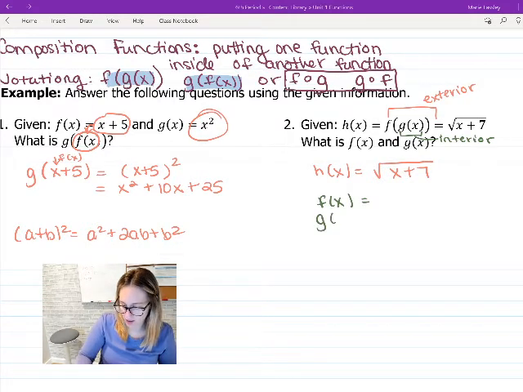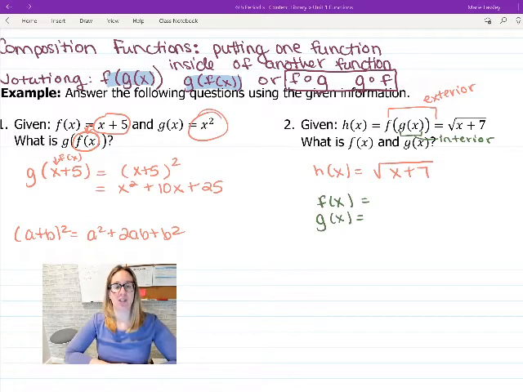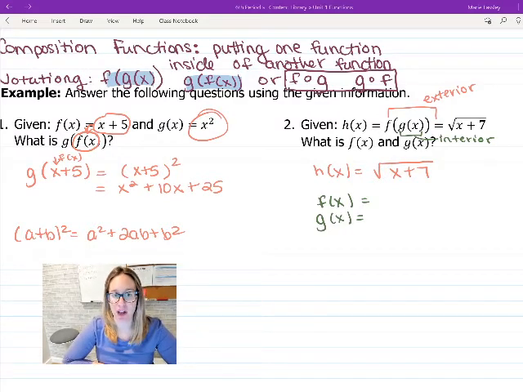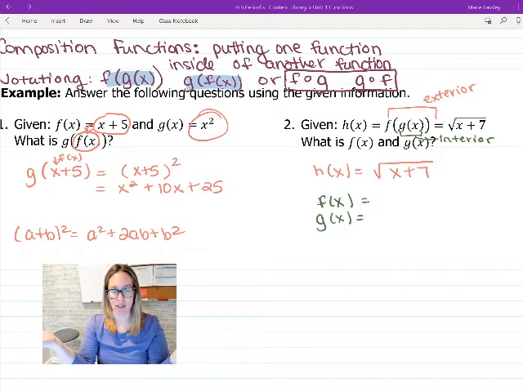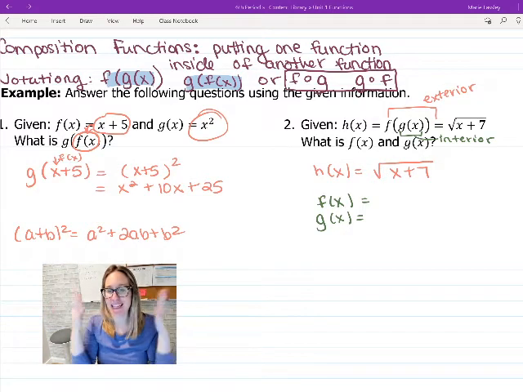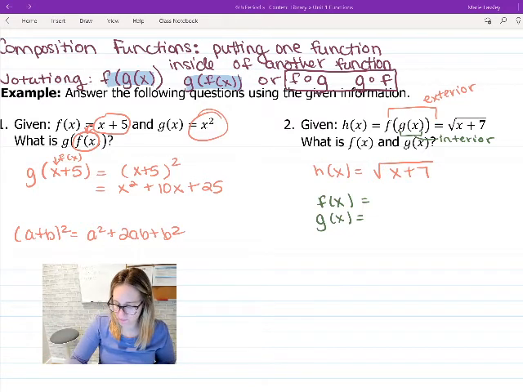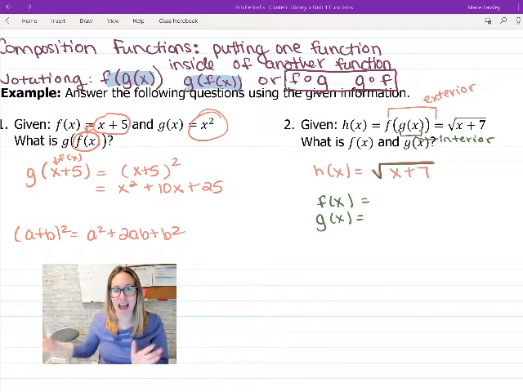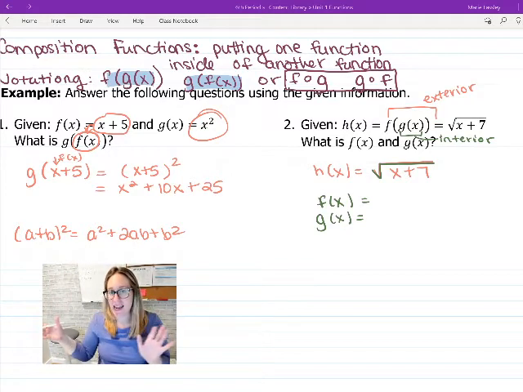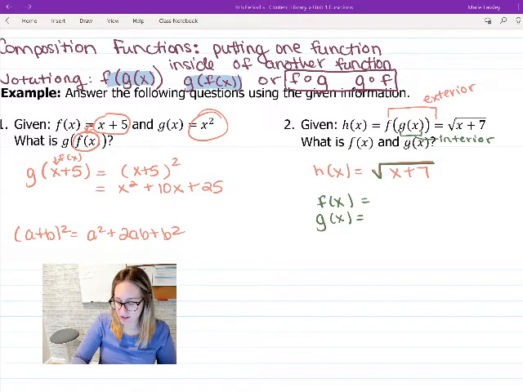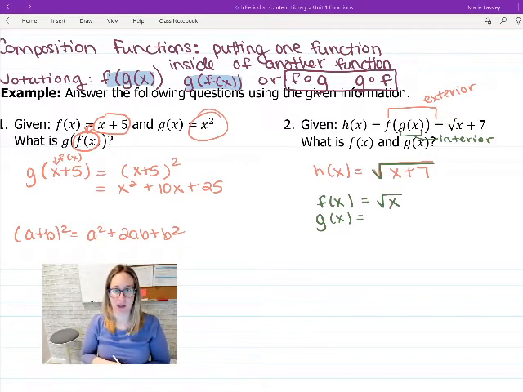So we look at h of x and we ask ourselves, what is the outside piece? What is the big overall thing that's happening here? When I look at this function h of x, the biggest thing happening, what's on the outermost piece, is the square root. That's what's on the outside, visually and actually. So I'm going to say that f of x is the square root of something. My variable is x here.